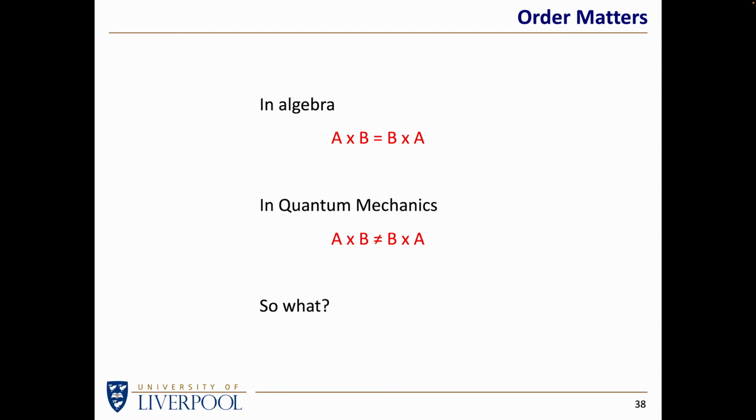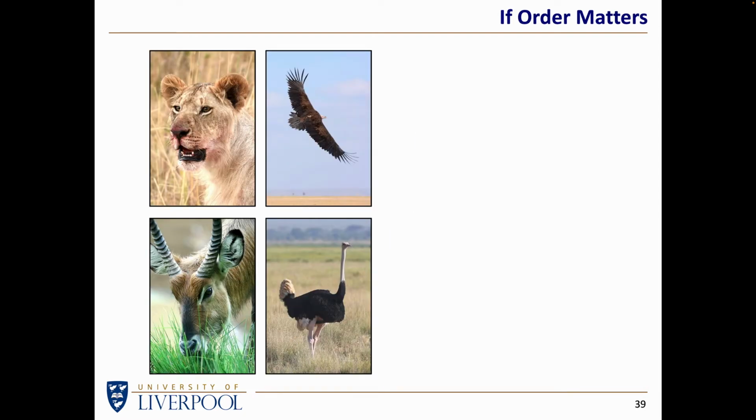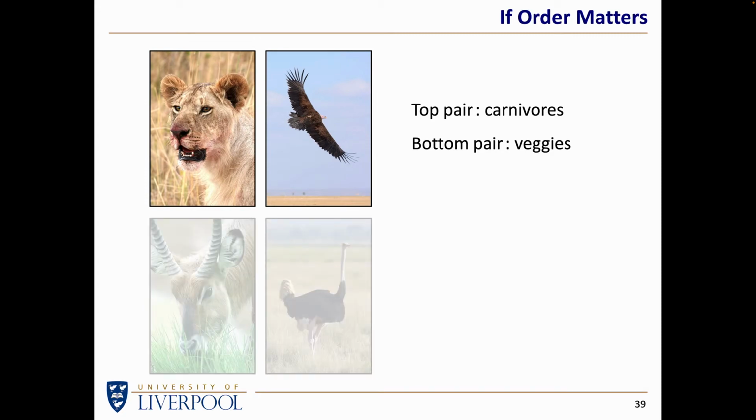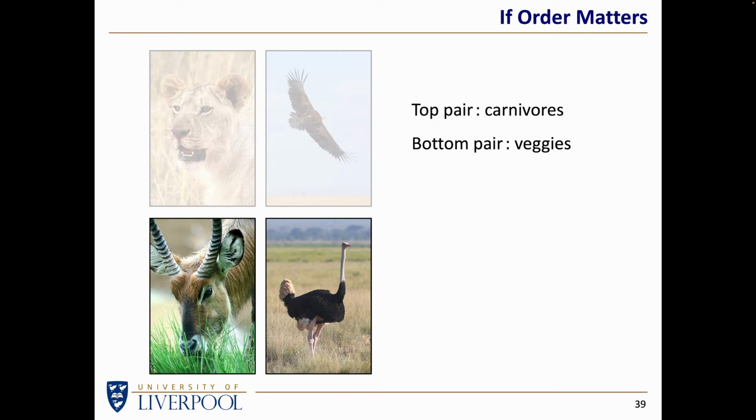So let's take an example and ask ourselves, if the rules of quantum mechanics did apply to the macroscopic world, how weird would it be? Okay, let's imagine we've gone to Africa and we've got 4 types of animal out on the Serengeti. There's probably more than 4 out there, but let's just assume that we've just got these 4. The top pair of animals here are carnivores, a lion and a vulture. And the bottom pair are vegetarians, a waterbuck and an ostrich.